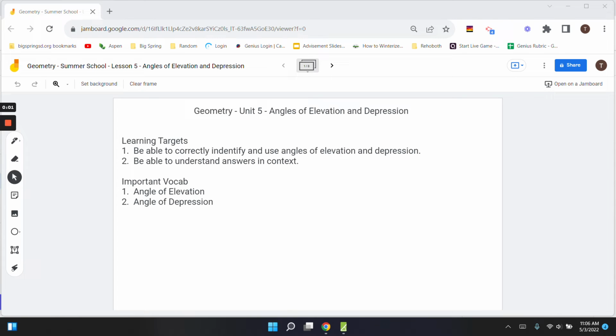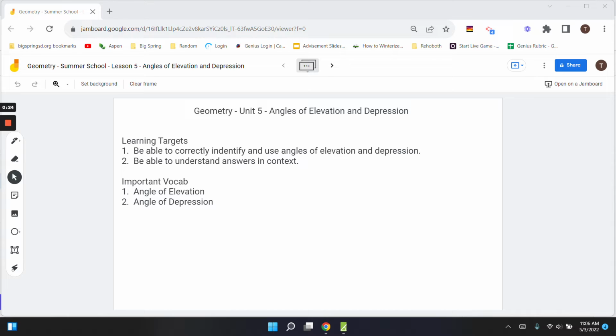Welcome back, everybody. For this lesson, we're going to put into practice some of the trig stuff that we learned last unit with some real life problems. Hopefully you'll be able to correctly identify and use angles of elevation and depression, and understand answers in context. So what makes sense? What are we saying? What are we asking for? Things like that. Important vocab: angle of elevation, angle of depression.